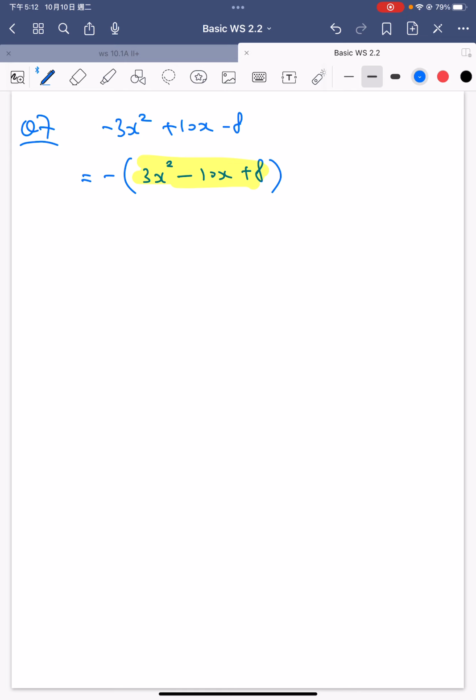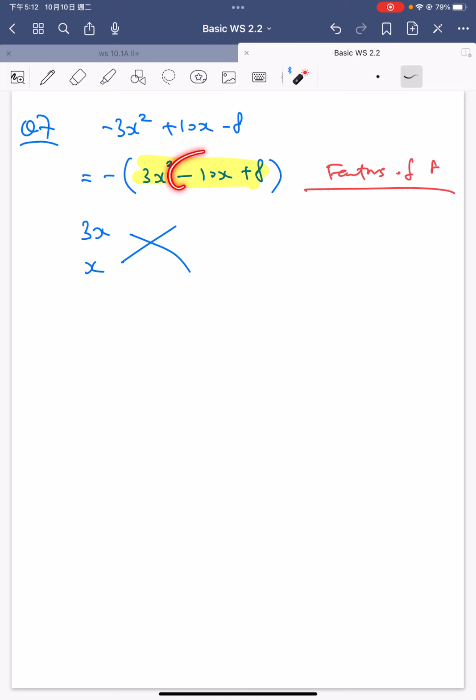So again, 3x squared can be written as 3x times x. That's the only combination. So we need to think about the factors of 8. Again, the middle sign is a negative sign, which means we need to consider the negative factors of 8. Also, 3 and x are not the same, which means I need to consider the order of the factors of 8. So first of all, we have negative 1, negative 8, negative 2, negative 4, negative 4, negative 2, negative 8, negative 1. So we try these factors one by one.